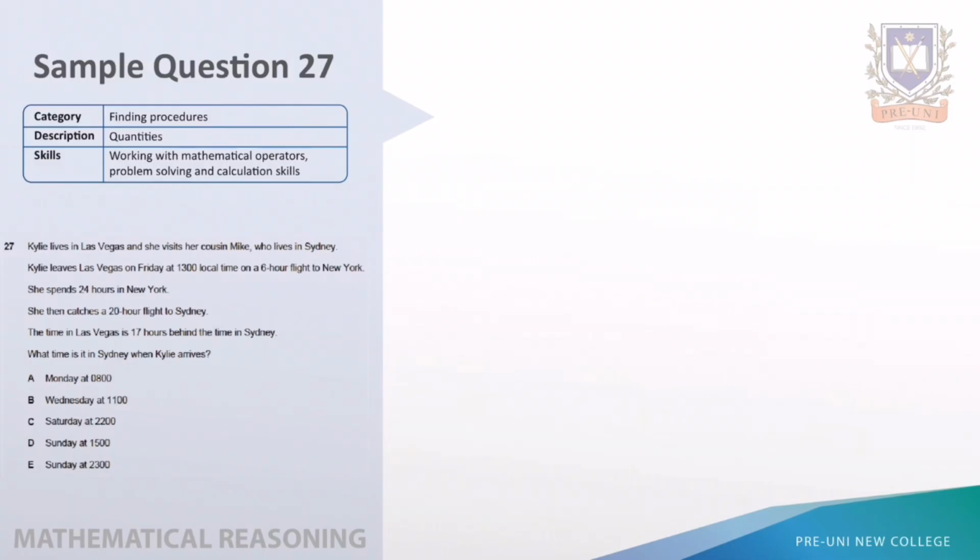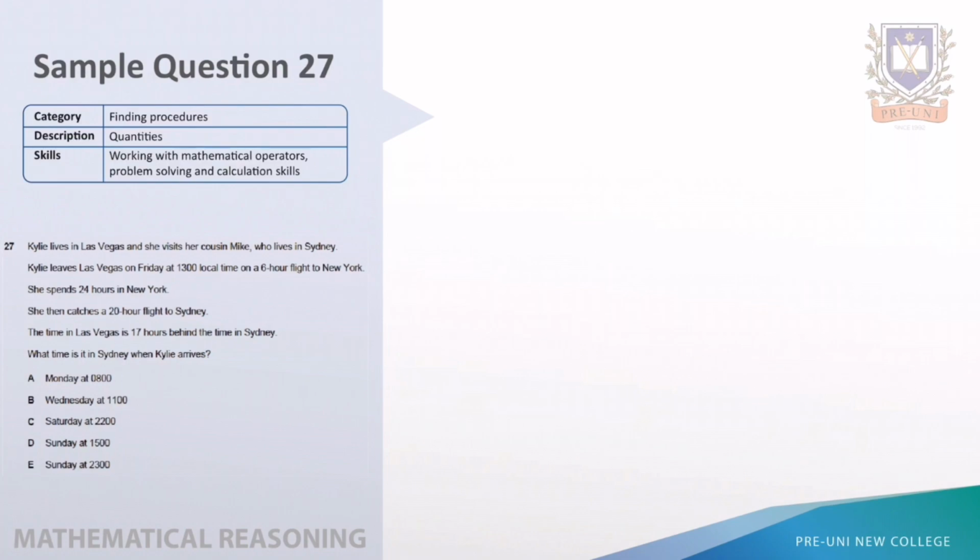In sample question 27, we have the category finding procedures, the description quantities and skills, working with mathematical operators, problem solving, and calculation skills. So for 27, Kylie lives in Las Vegas and she visits her cousin Mike, who lives in Sydney. Kylie leaves Las Vegas on Friday at 1300 local time on a 6-hour flight to New York. She then spends 24 hours in New York and then catches a 20-hour flight to Sydney. The time in Las Vegas is 17 hours behind the time in Sydney. What time is it in Sydney when Kylie arrives?